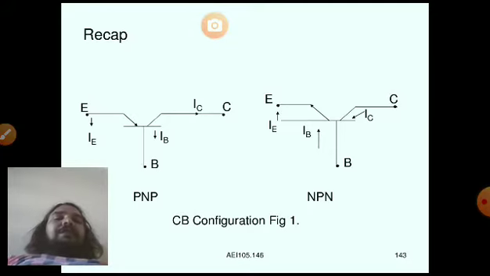In the NPN transistor, when the base is commonly grounded and the emitter and collector act as input and output, IE is the emitter current, IB is the base current, which is forward biased, and IC is the collector current, which is reverse biased.